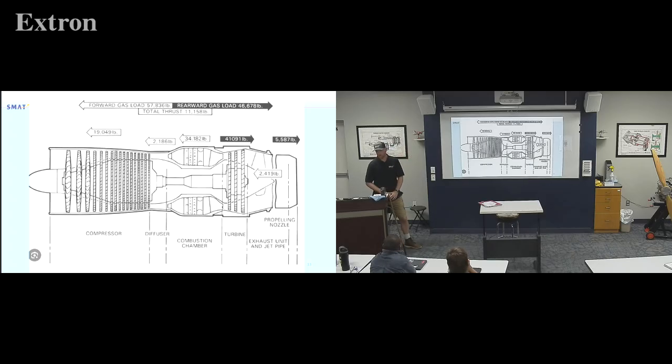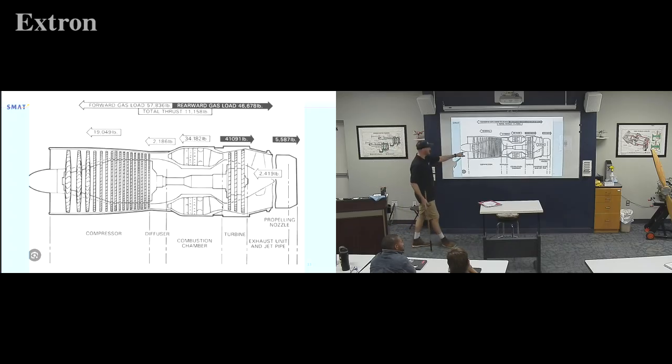Suck us forward doesn't really work. If you ever tried to use a shop vac on a little cart with wheels on it and suck yourself anywhere, you laugh, because you can use a leaf blower to blow yourself somewhere, right? But it's pretty impossible to suck yourself anywhere. It doesn't work.